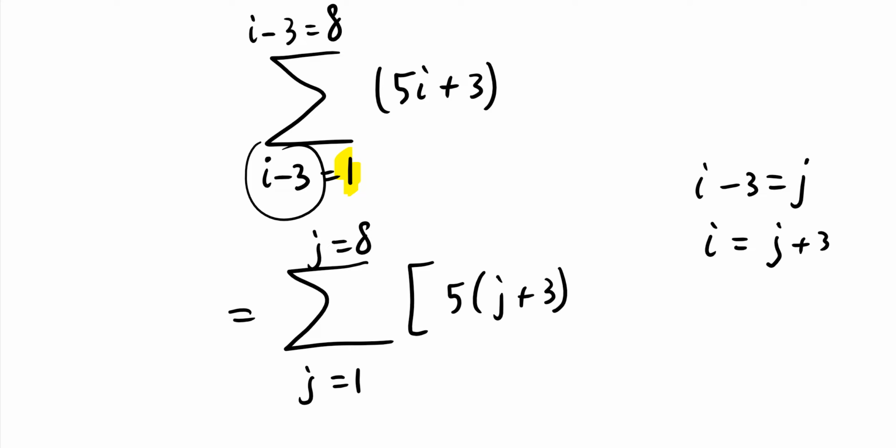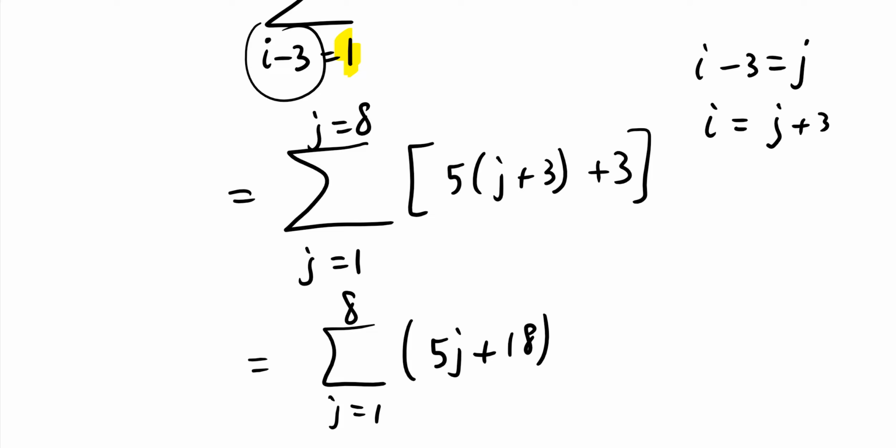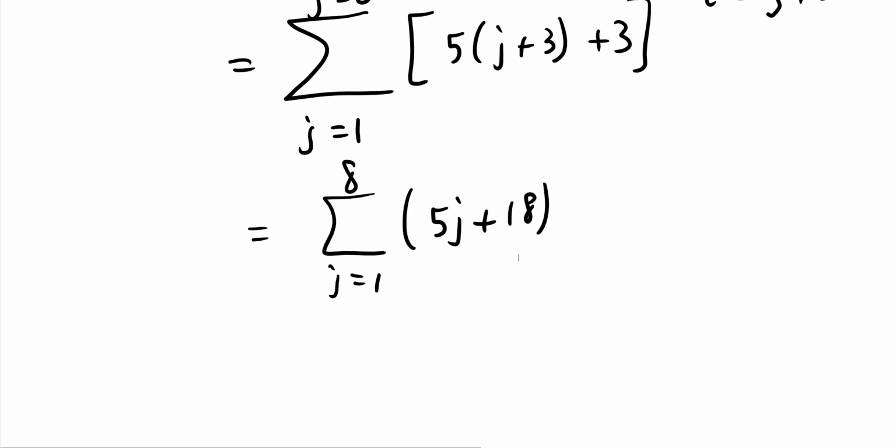I replace i with j plus 3. And there's another 3 out there. So let's keep this the same. j equals 1 to 8. This is 5j plus 15 plus 3 is 18. So that's what we got here. So that's how we change the index to start at 1.